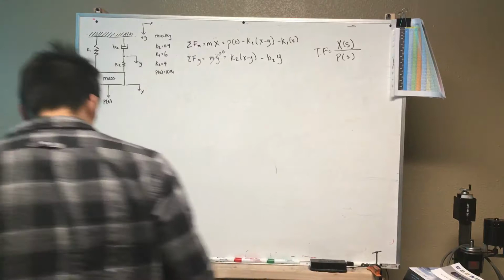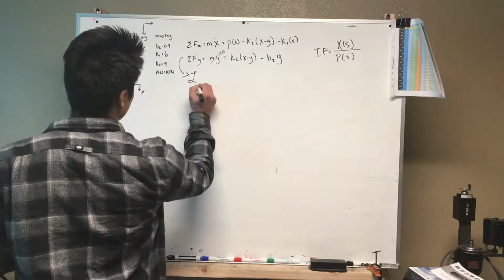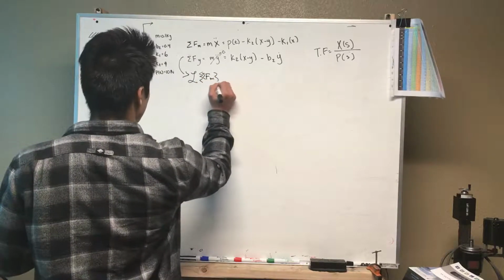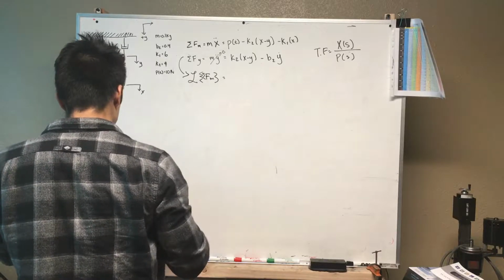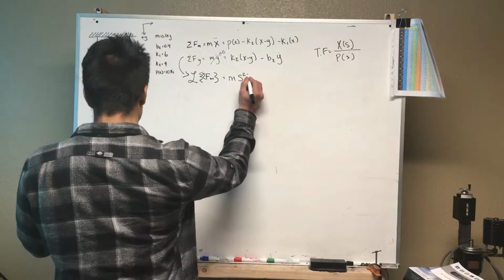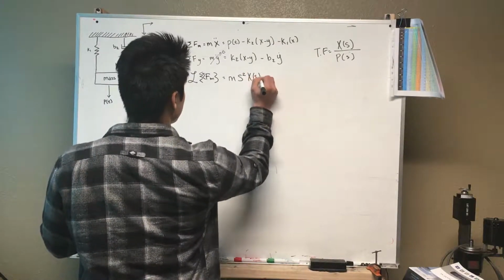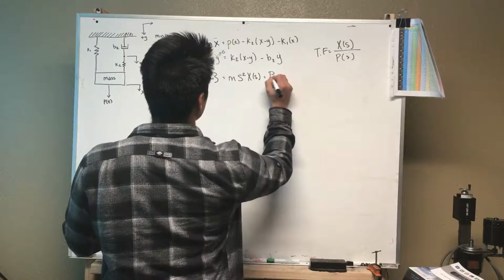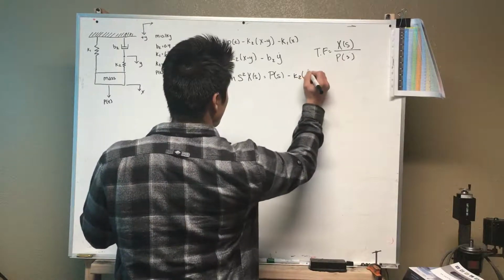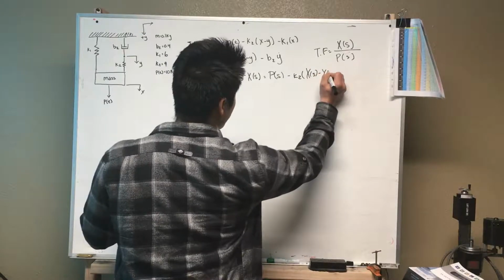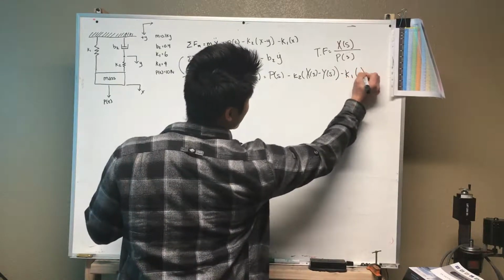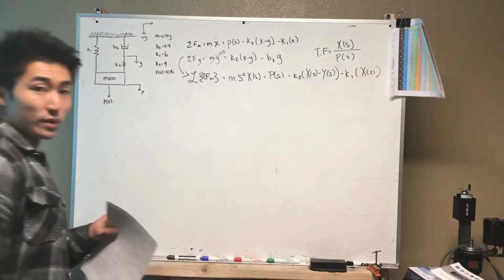So for the first equation, we take the Laplace of the sum of the forces on the mass. We assume the initial conditions are 0, so we have m s squared X(s) equals P(s) minus k2 (X(s) minus Y(s)), minus k1 X(s). So that's what we've got now.